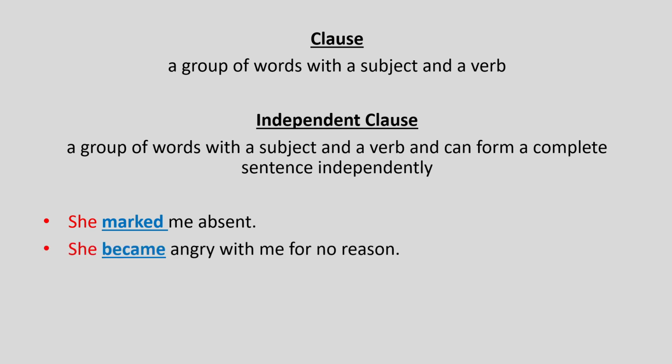Similarly, she became angry with me for no reason. She is the subject, became is the verb. Both these sentences are complete because they make a complete meaning.